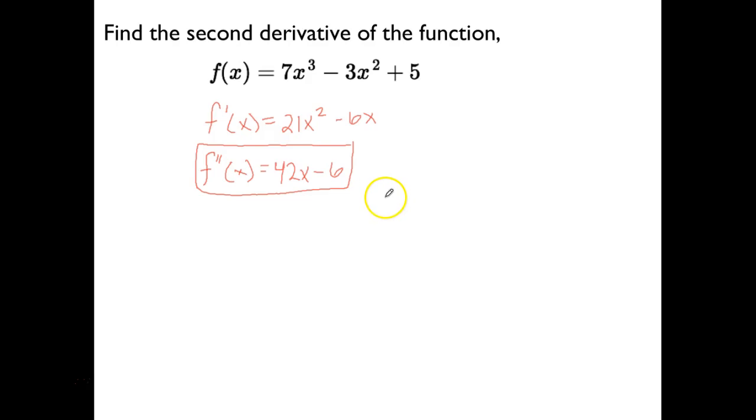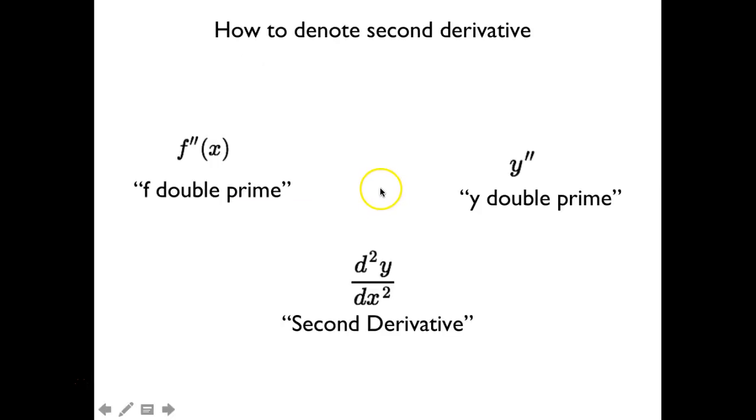Nice and simple. Okay, now let me show you how you would denote or represent the second derivative. We just used this method right now. You can also write y double prime, and this is how to write it in that dy over dx form, d squared y over dx squared. That means second derivative.